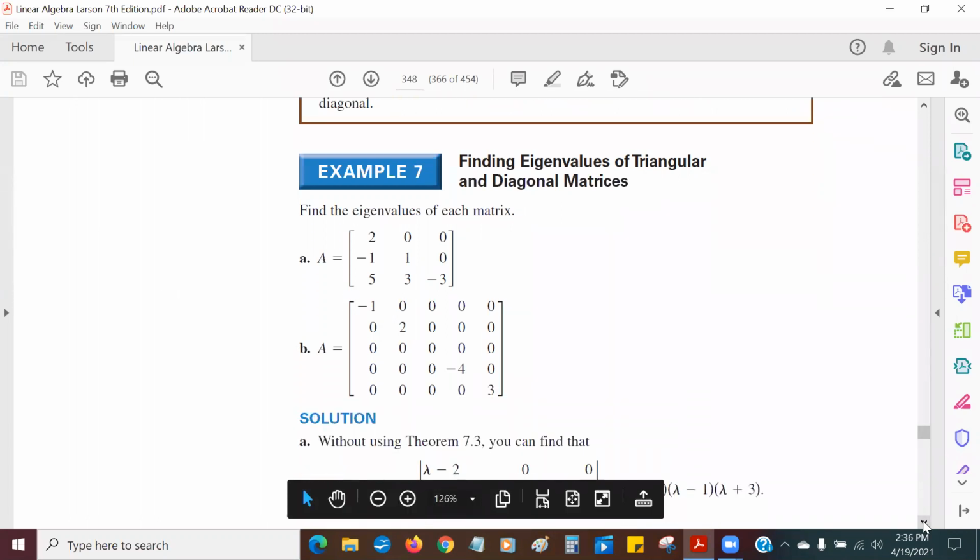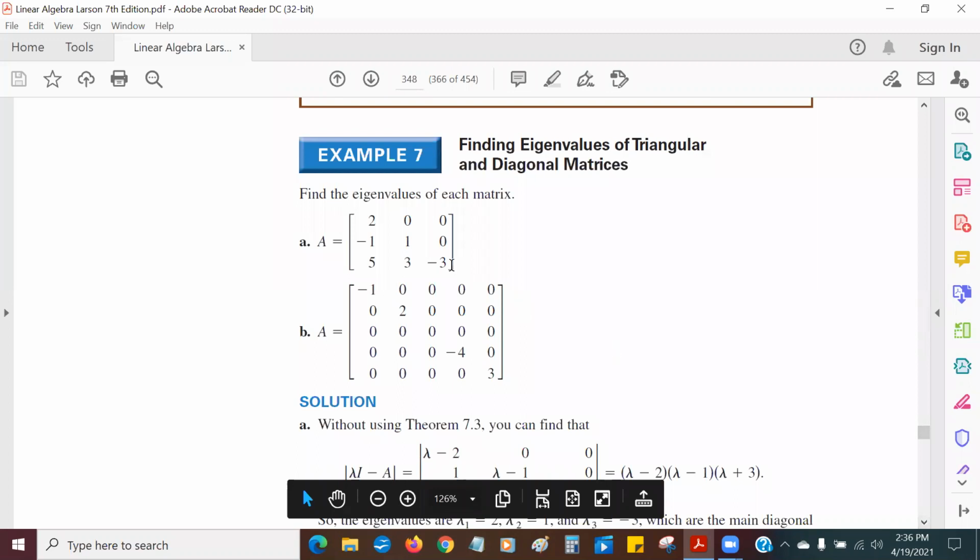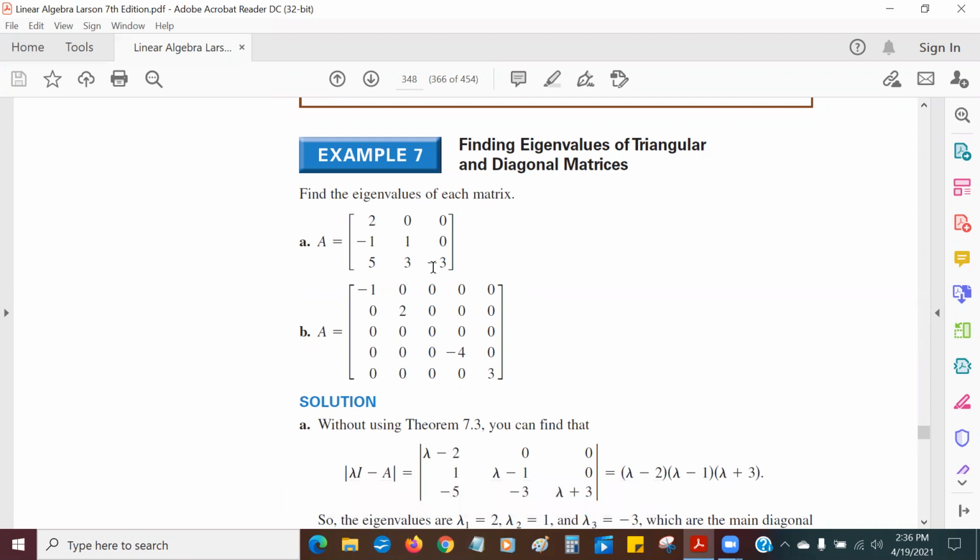which means that here we have some triangular matrices. Notice that this is triangular. So the eigenvalues are going to be 2, 1, and -3. And this one is very triangular. This is super triangular because everything is 0 off the main diagonal. And so the eigenvalues are going to be -1, 2, 0. 0 can be an eigenvalue. We said you can't have the 0 vector as an eigenvector, but the scalar 0 can be an eigenvalue, -4 and 3.